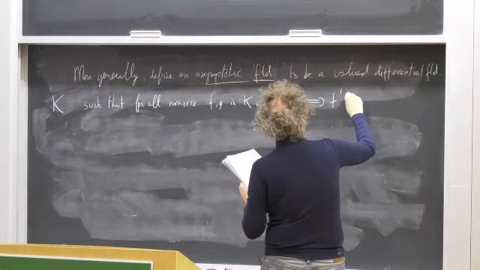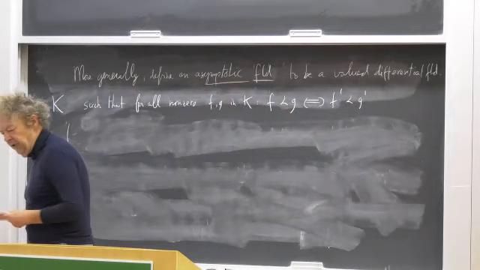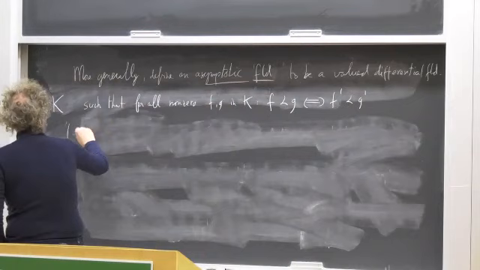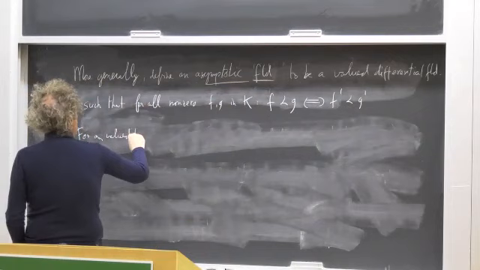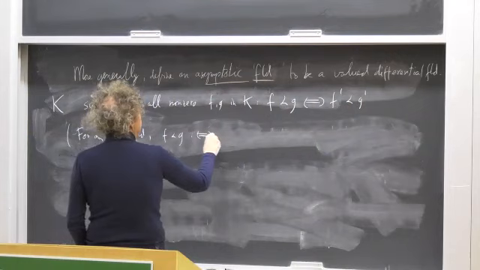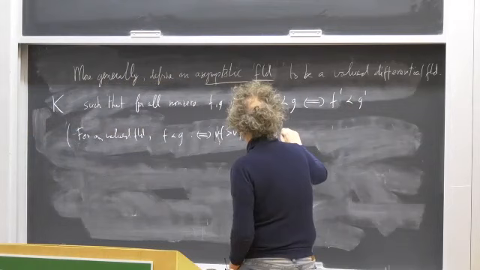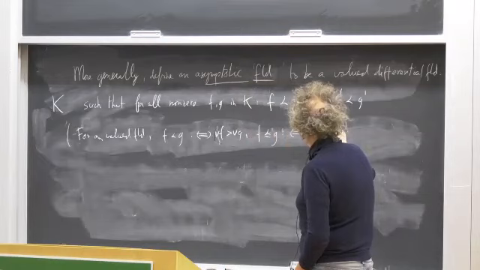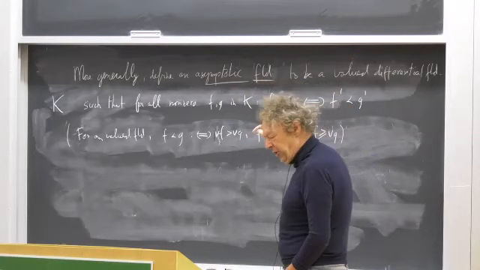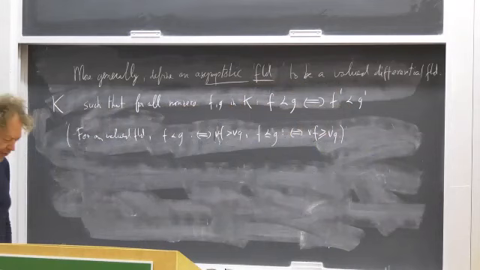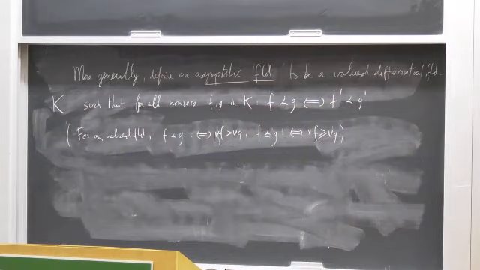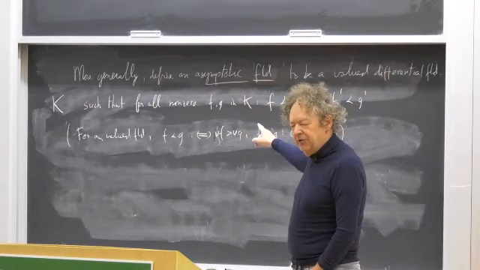Now, for any valued field, f strictly dominated by g means, by definition, that the valuation of f is bigger than the valuation of g, and f dominated by g is simply an abbreviation for the valuation of f greater than or equal to the valuation of g, and so on. All these asymptotic relations, domination, strict domination, asymptotic equivalence, are just another way of talking about a valued field.